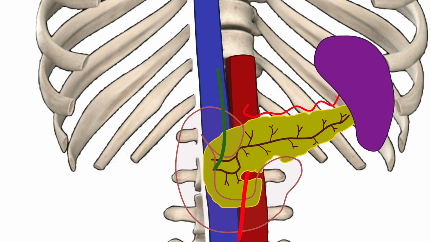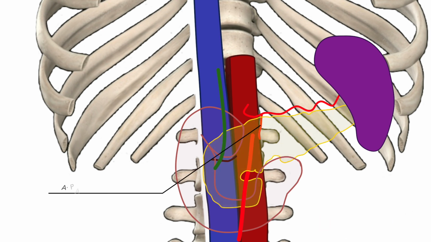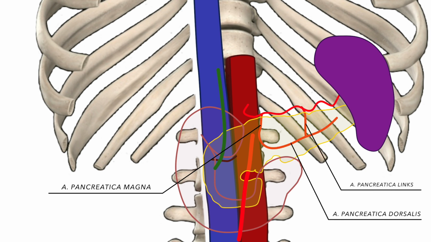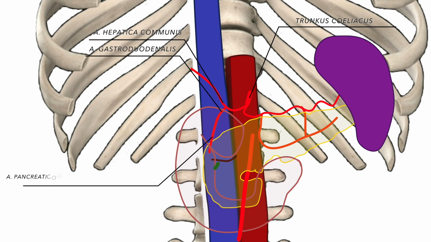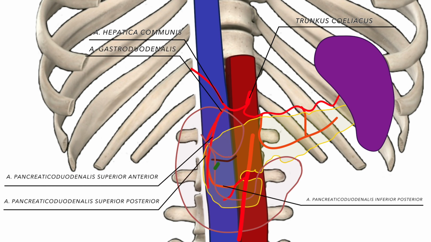The pancreas is mainly supplied by the pancreatic branches of the splenic artery. The head is additionally supplied by the superior and inferior pancreatico-duodenal arteries, which are branches of the gastroduodenal, from coeliac trunk, and superior mesenteric arteries.